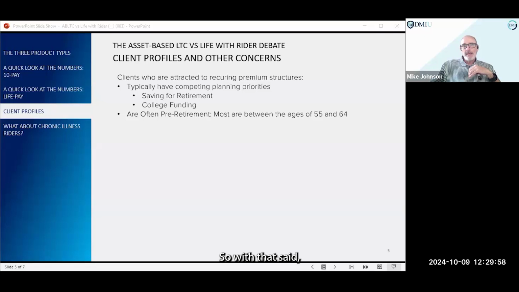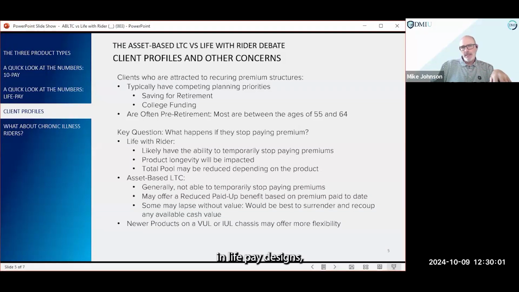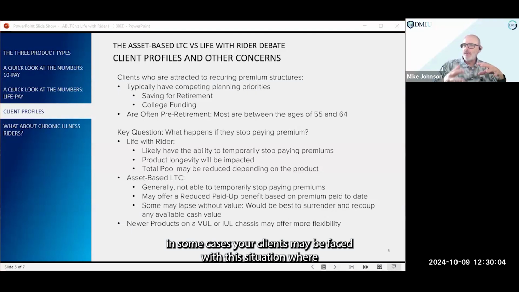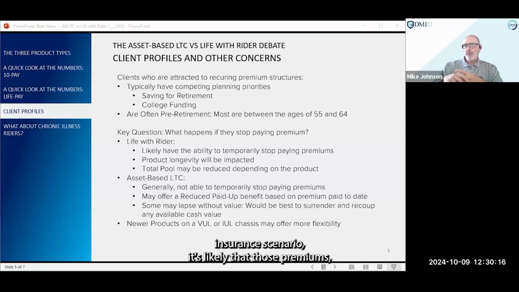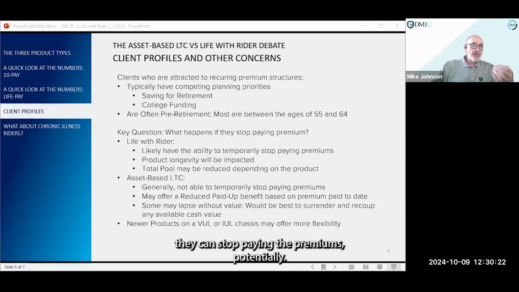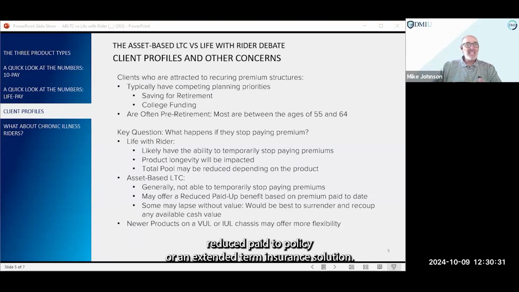So with that said, in life pay designs, in some cases, your clients may be faced with the situation where maybe they can no longer pay for the premium on the policy, or maybe they want to have some flexibility where they can stop paying the premiums. So in a life insurance scenario, if that's an option that the client wants to elect, they can stop paying the premiums, potentially look at a non-forfeiture option, say, for example, a reduced paid up policy or an extended term insurance solution. And that can certainly provide a lot of flexibility and optionality, but it's also important to understand that there's going to be some trade-offs there, right?